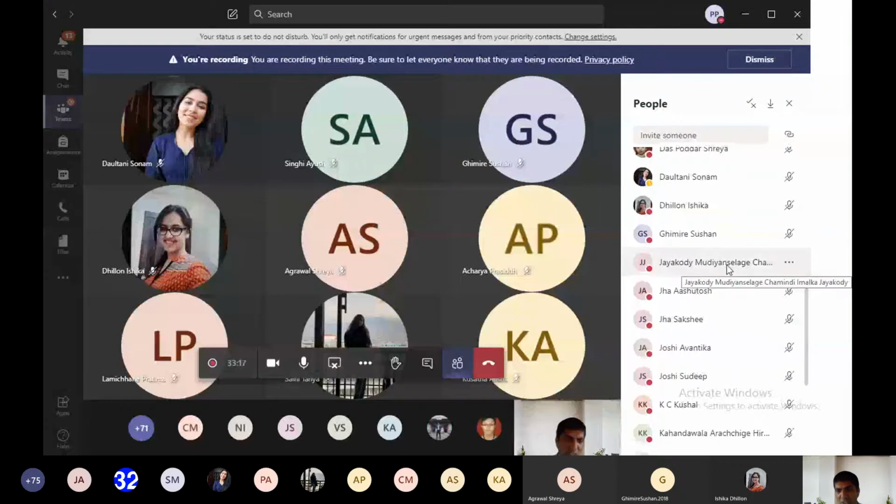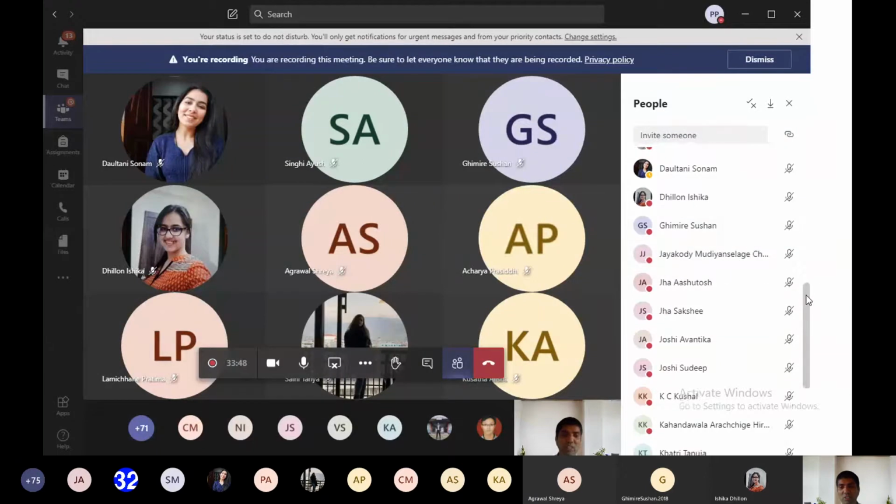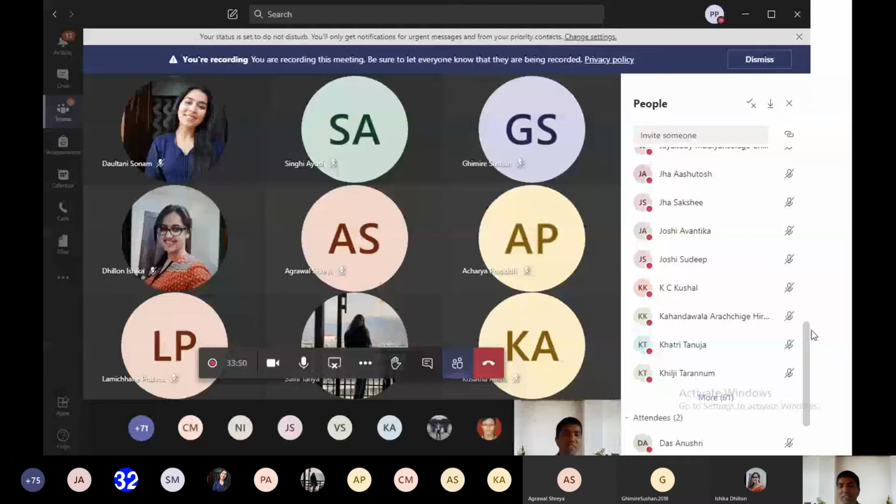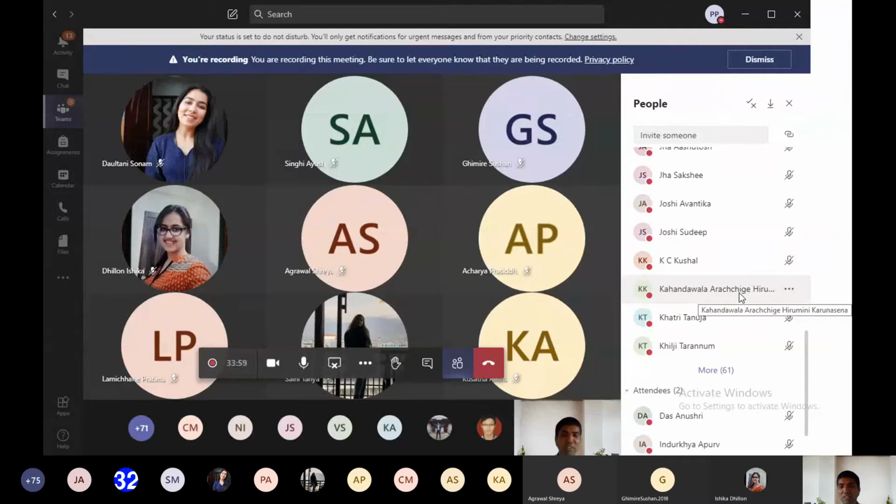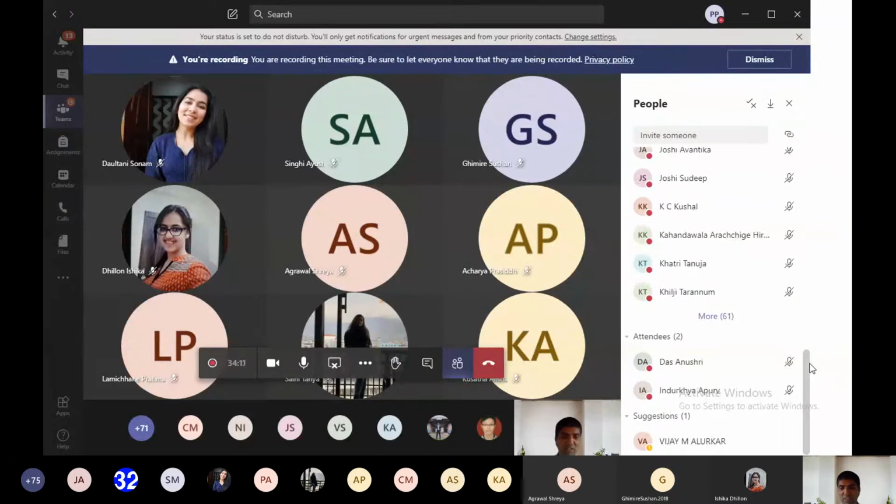I'll go to Imalka. I'm not getting your first name. I'm sorry for this. Imalka, are you there listening to me? Are you there in the class? Chamindi, are you there? No, she also just wants attendance. And Hirumini, are you there? Hirumini also is not there. They join the class only for attendance.